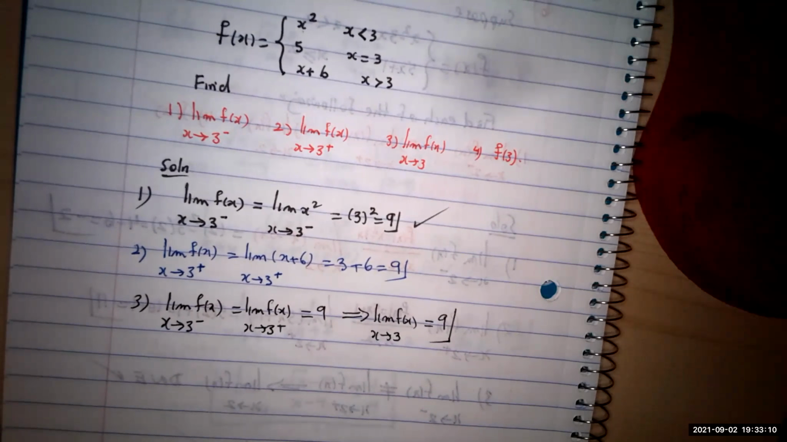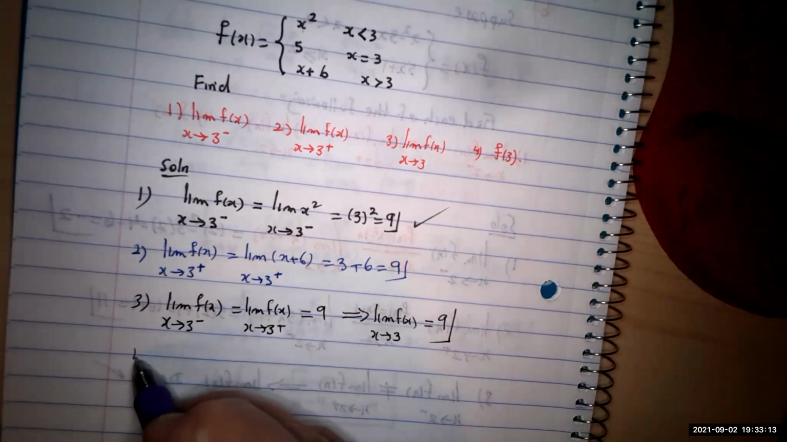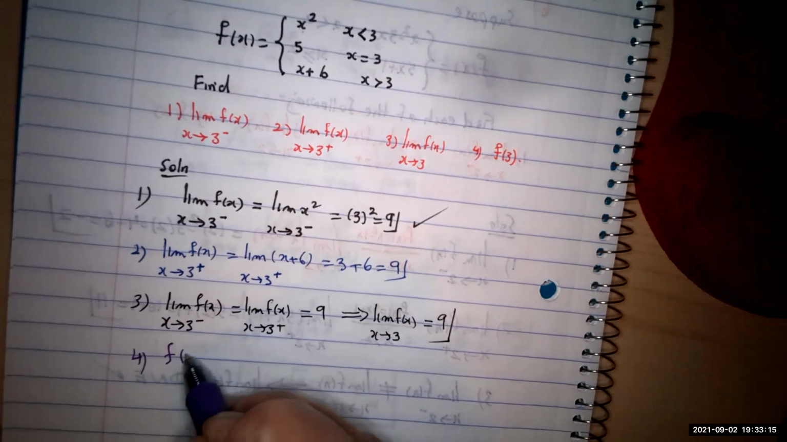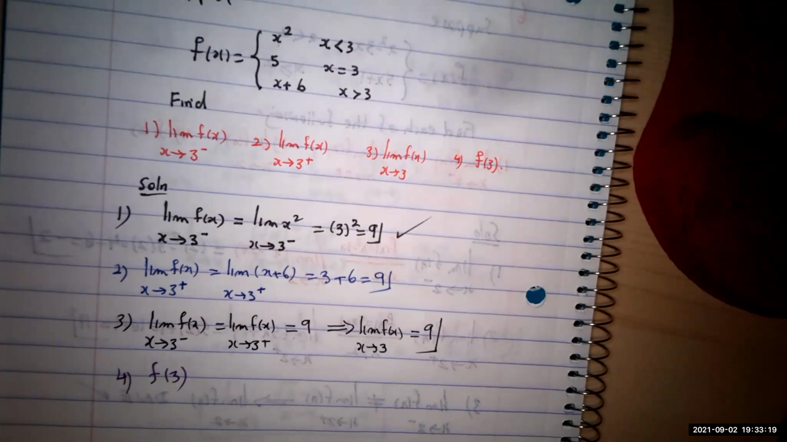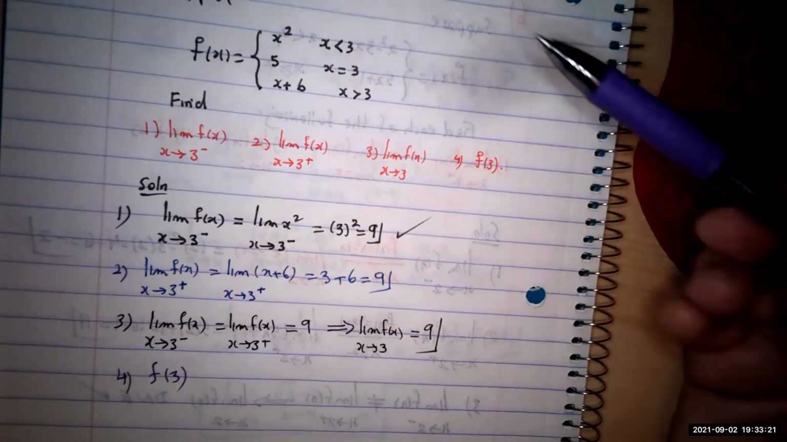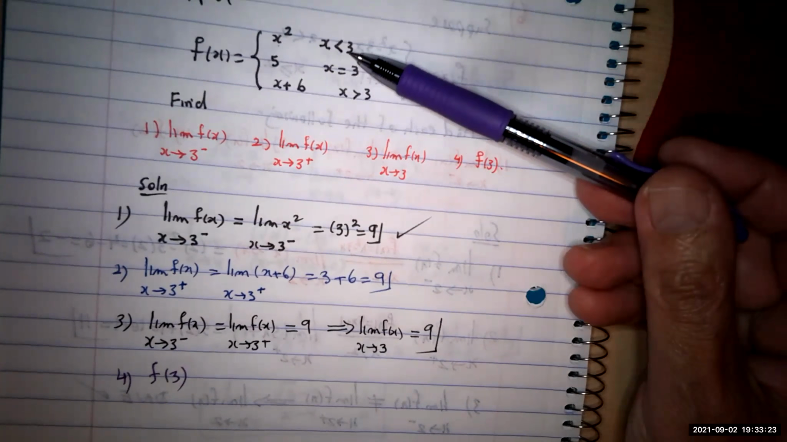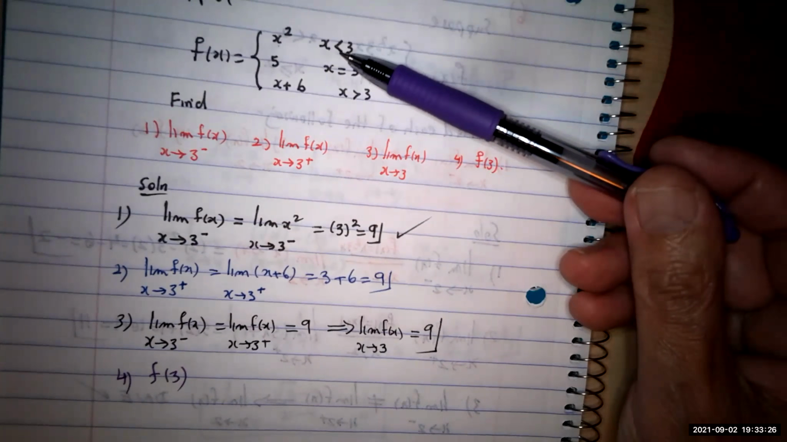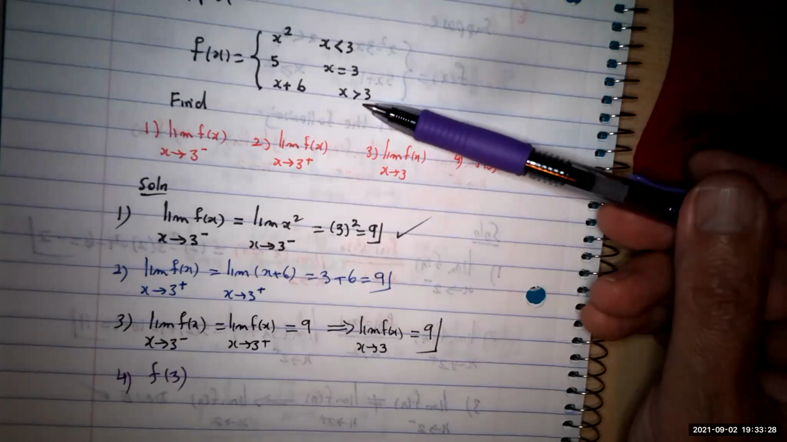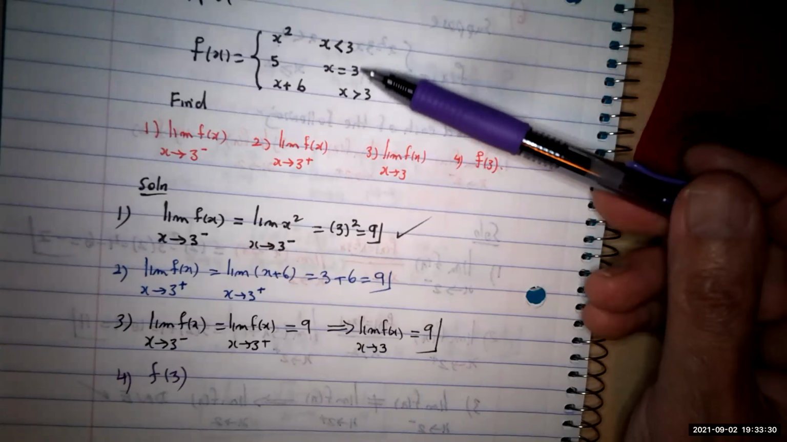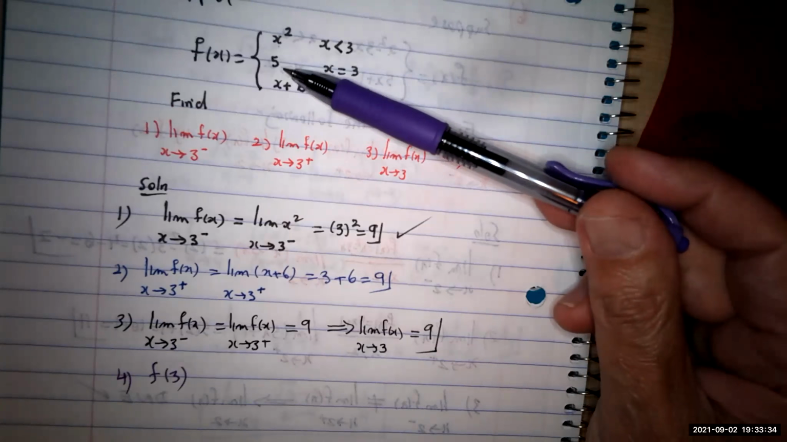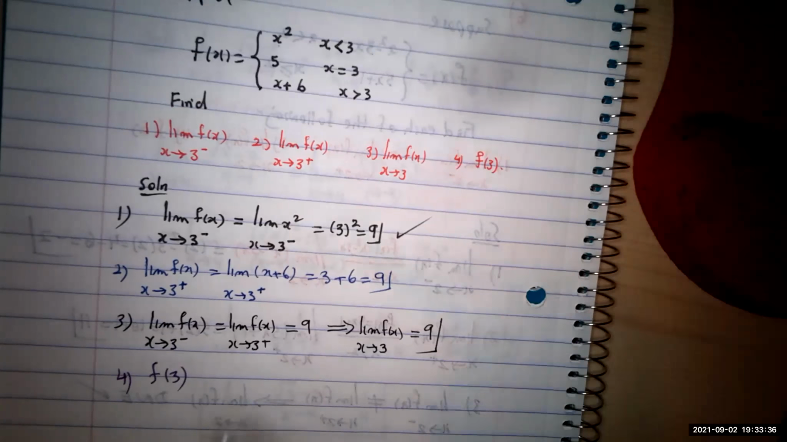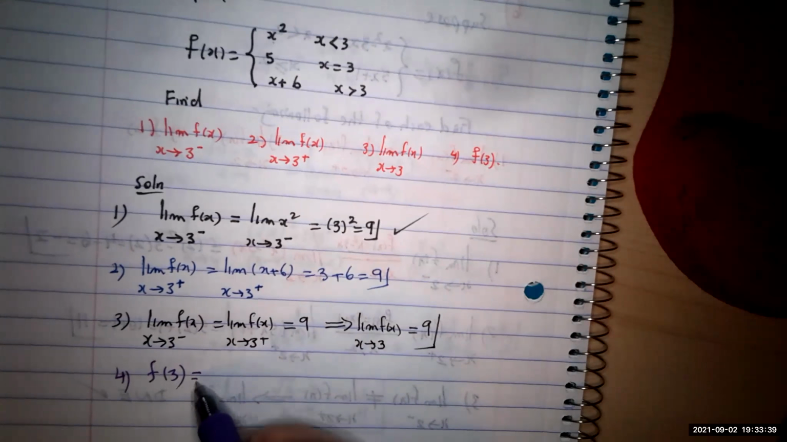Number 4, we want to know what's the actual value of the function. What is f of 3? So this means where can you put x equal to 3? Not with the first one, because there is no equality sign here. Not with the third part, because there is no equality sign here. It is here. When x is equal to 3, the function is 5. So f of 3 is equal to 5, and then you're done.